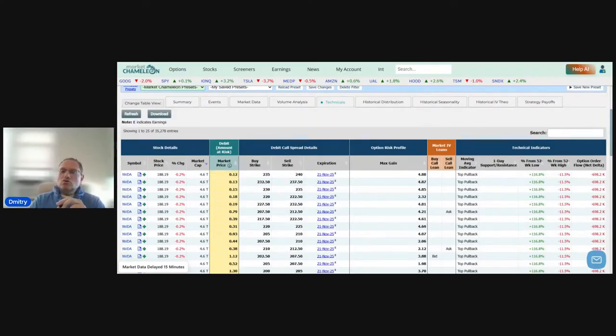And here we see kind of a moving average indicator. This is a one-day support resistance from 52-week high, 52-week low, and the option order flow sentiment. And the idea there is just to see if we could line up strong technicals with a bullish call spread that we particularly maybe see as an opportunity.